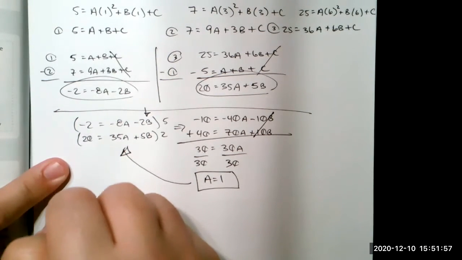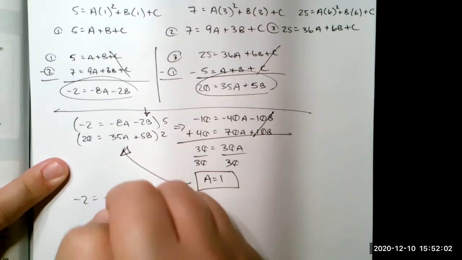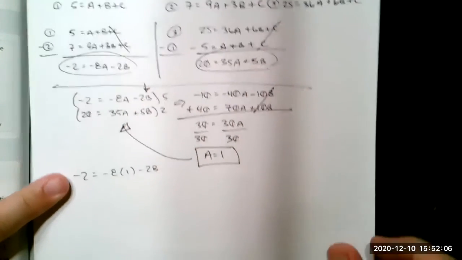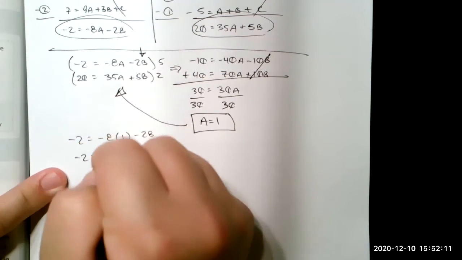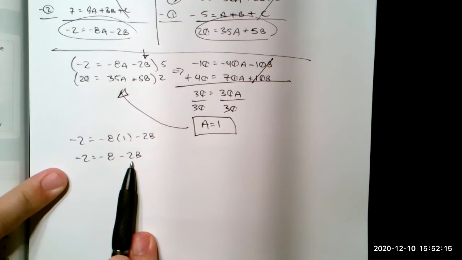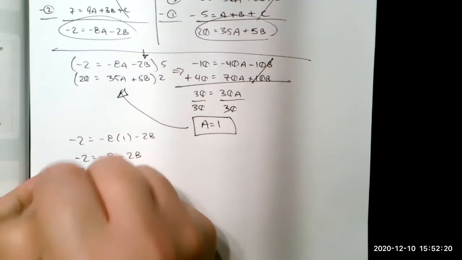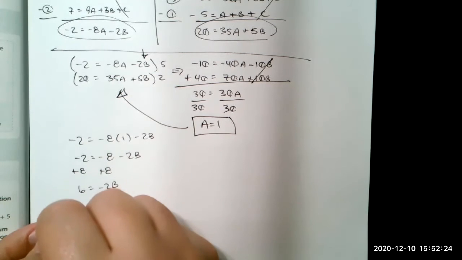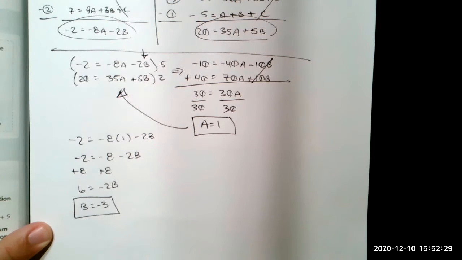So negative 2 equals, a is 1, so negative 8 times 1 minus 2b. And if I simplify that, negative 8 times 1 is negative 8. And now look what I have. I've got an equation with one variable. I can solve for b. So I'll add 8 to both sides, divide both sides by negative 2, and I get b equals negative 3.